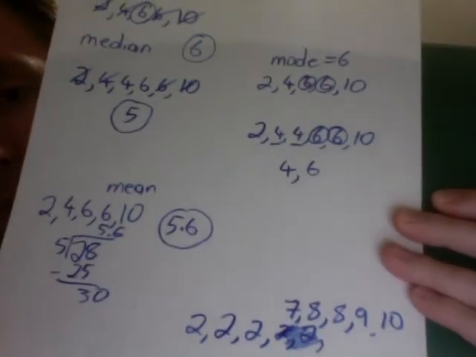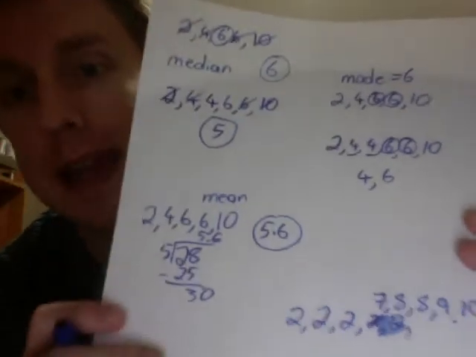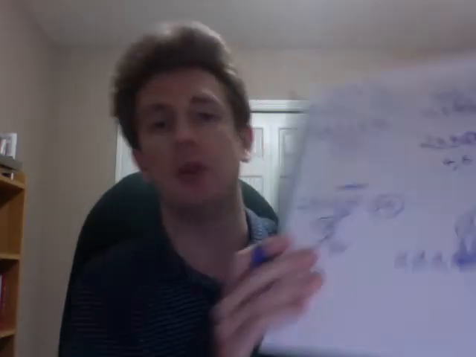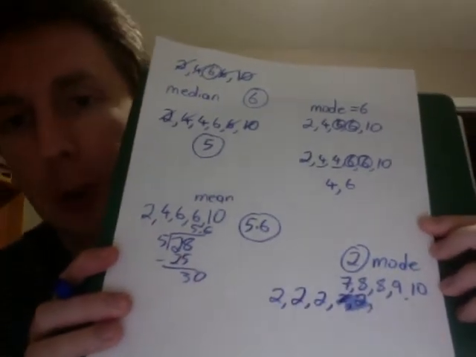Okay, so our mode is 2, right? Because there are 2 8s, but really we have 3 2s. So 2 is the mode. So if I asked, what's the class average? You could say, it's 2.